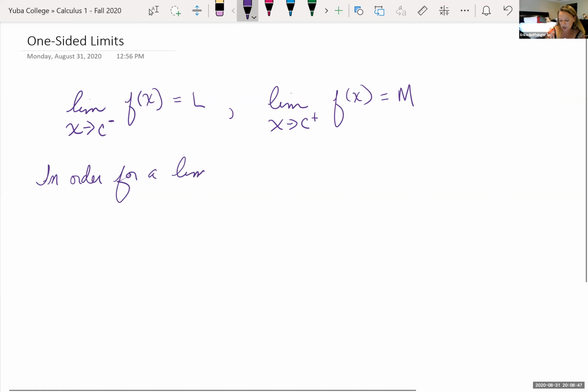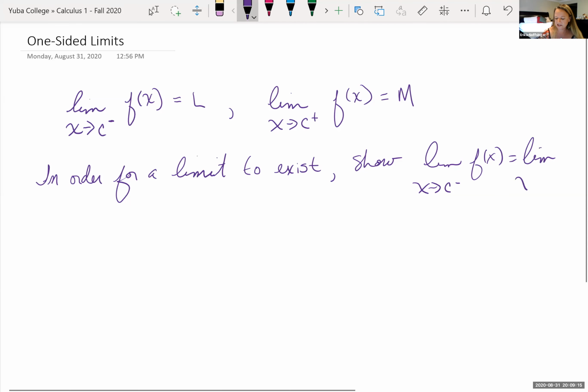the limit as we approach on the left also has to equal the limit as we approach that value on the right. So in order for a limit to exist, we want to show the limit as x approaches c on the left of f of x equals the limit as x approaches c on the right. So in this case, L would have to equal the same value of m.